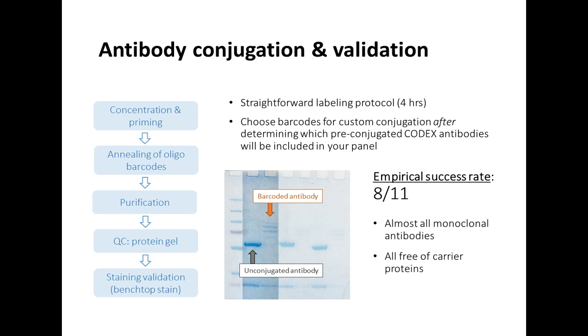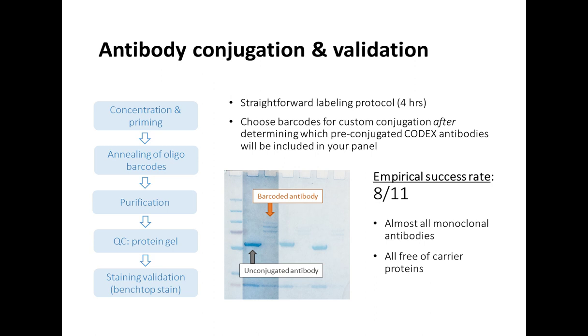And just to give you an idea of what this process is like, it first comes with all of the reagents in the kit, but first it's just a step of concentrating and priming the antibody, and then annealing to those oligo barcodes that are produced by Akoya and shipped to you. So after that a reaction occurs, you'll then just go through a few steps to purify the conjugated antibody and then run a protein gel just to verify that conjugation occurred.